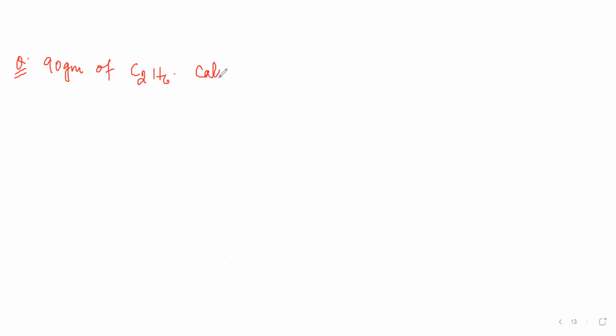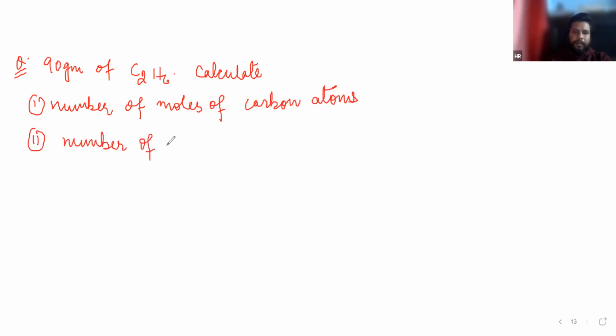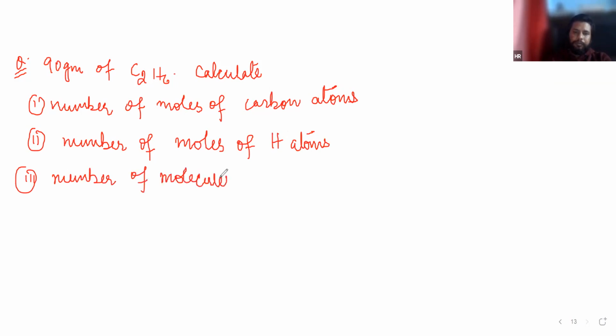90 gram of C2H6. Calculate the number of moles of carbon atoms, the number of moles of hydrogen atoms, and the number of molecules of ethane, that is C2H6.